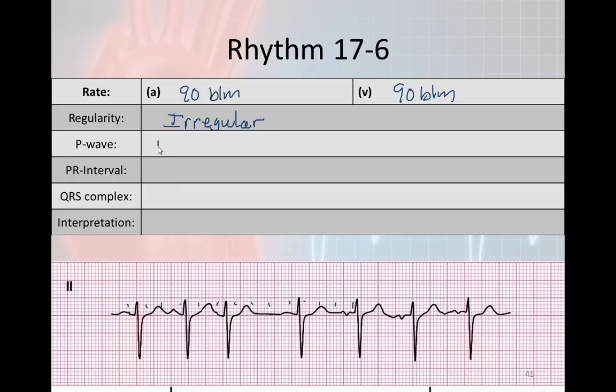P waves are present and married, but different morphologies. PR intervals, let's see if we can find a PR interval here. Here to here, that looks almost like a 0.20 right there. Let me try this one right here. 1, 2, 3, 4. So maybe it's more like a 0.16.